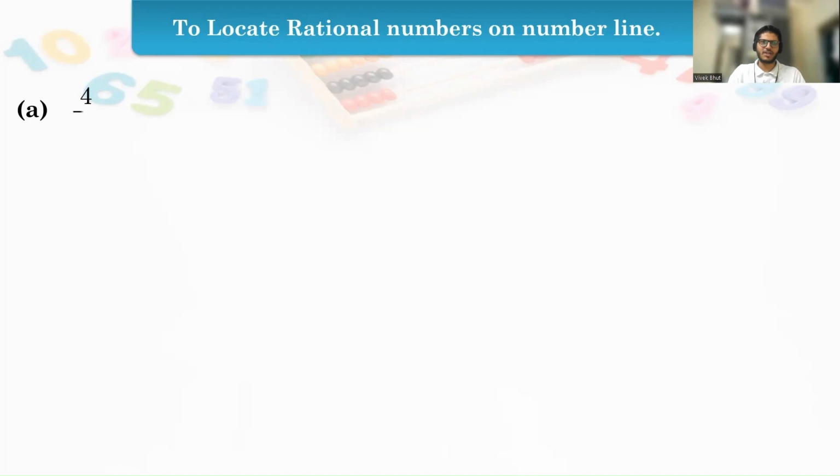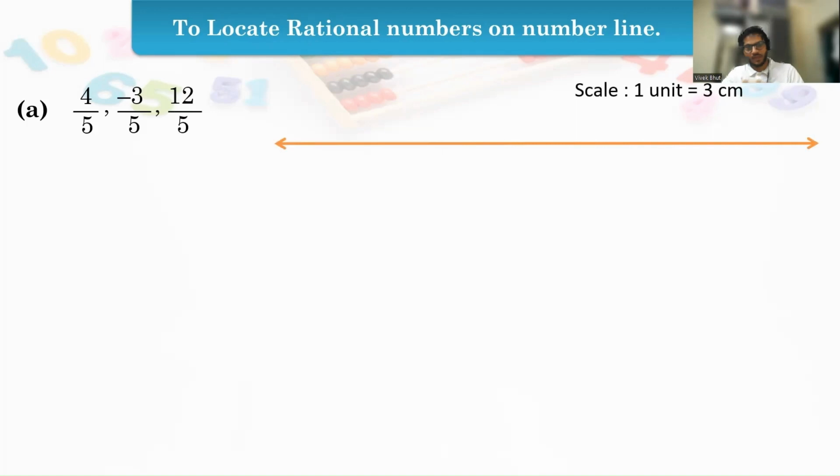So let's take a few rational numbers. Let's say 4 by 5, minus 3 by 5, and 12 by 5. Now these are the three rational numbers we are going to plot on the number line. So let's take a number line. Now what are the things you have to take care of while plotting the numbers on a number line?